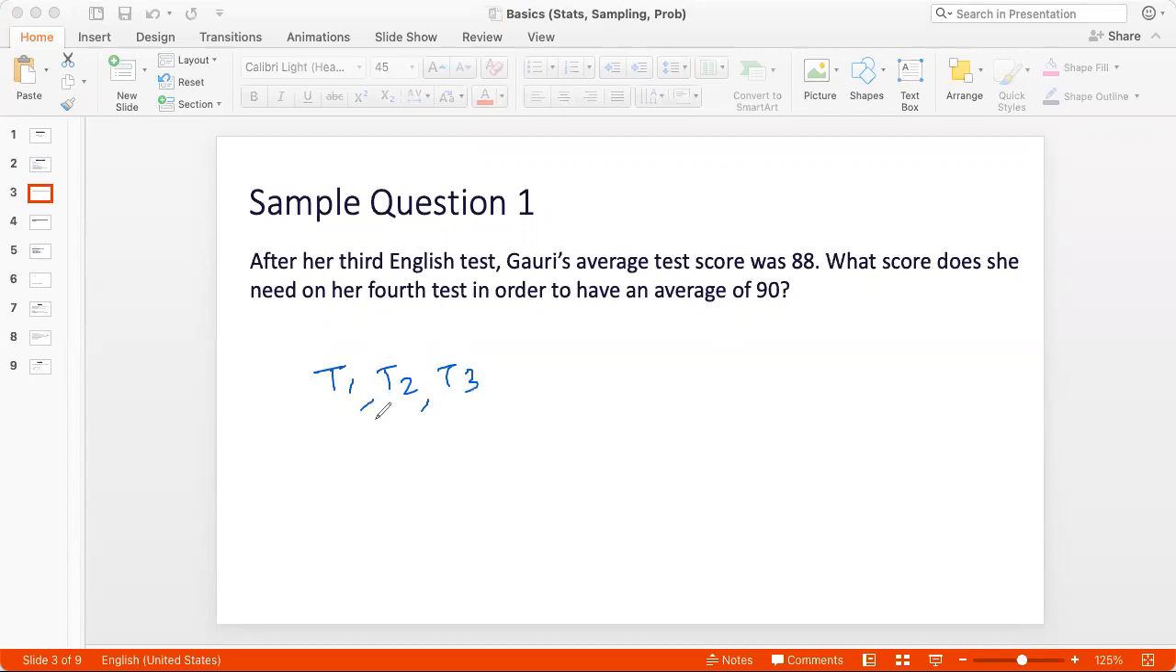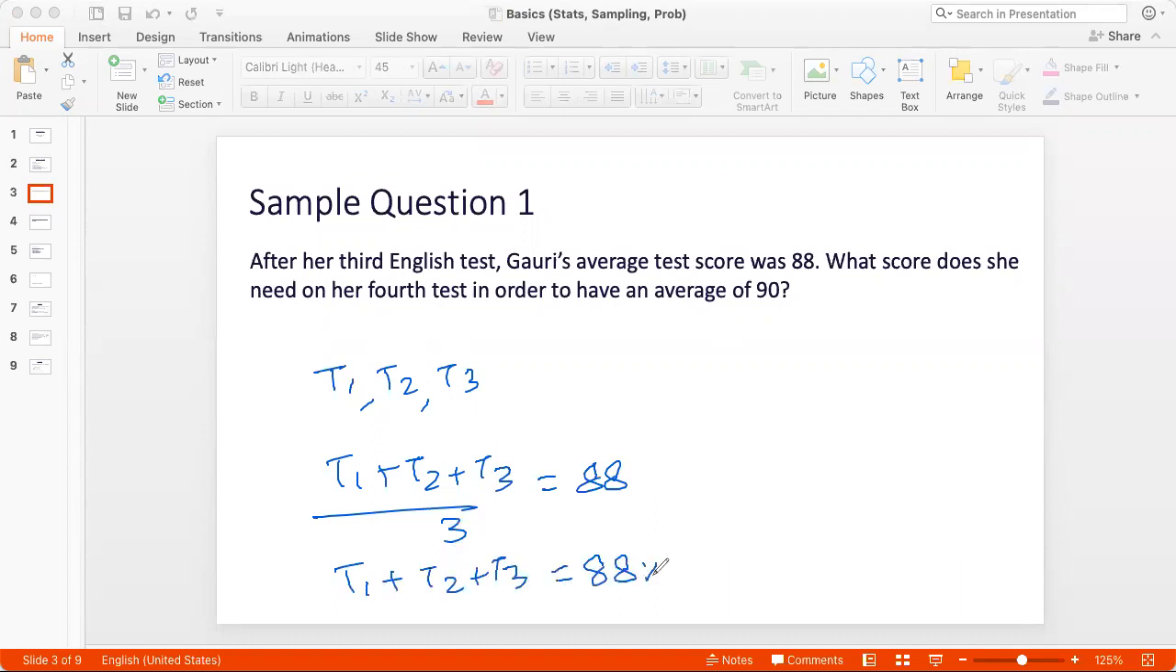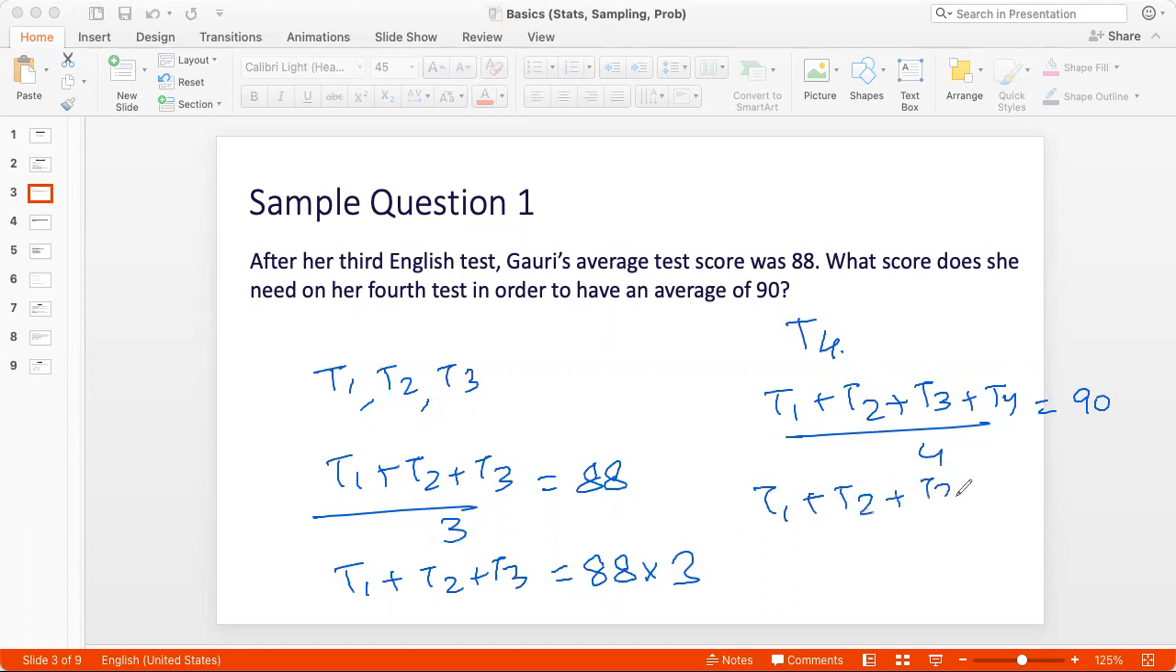And the average for these three was 88, which means T1 plus T2 plus T3 divided by 3 is 88. So T1 plus T2 plus T3 is 88 multiplied by 3. And let's say that Gauri needs to get T4 on the fourth test, and then her average is 90, which is to say T1 plus T2 plus T3 plus T4 divided by 4 should be 90. Or T1 plus T2 plus T3 plus T4 is 4 into 90, which is 360.